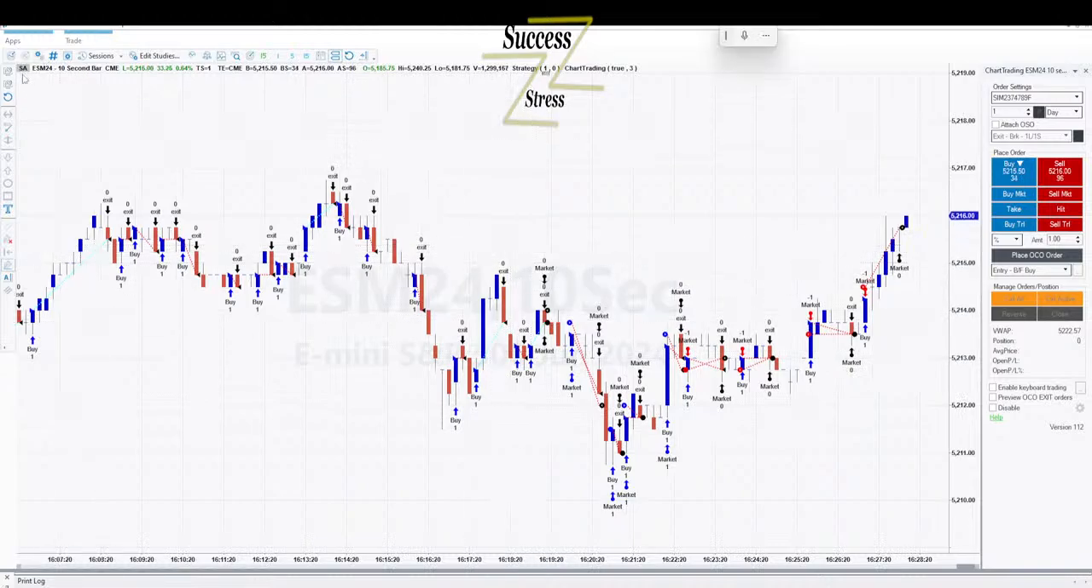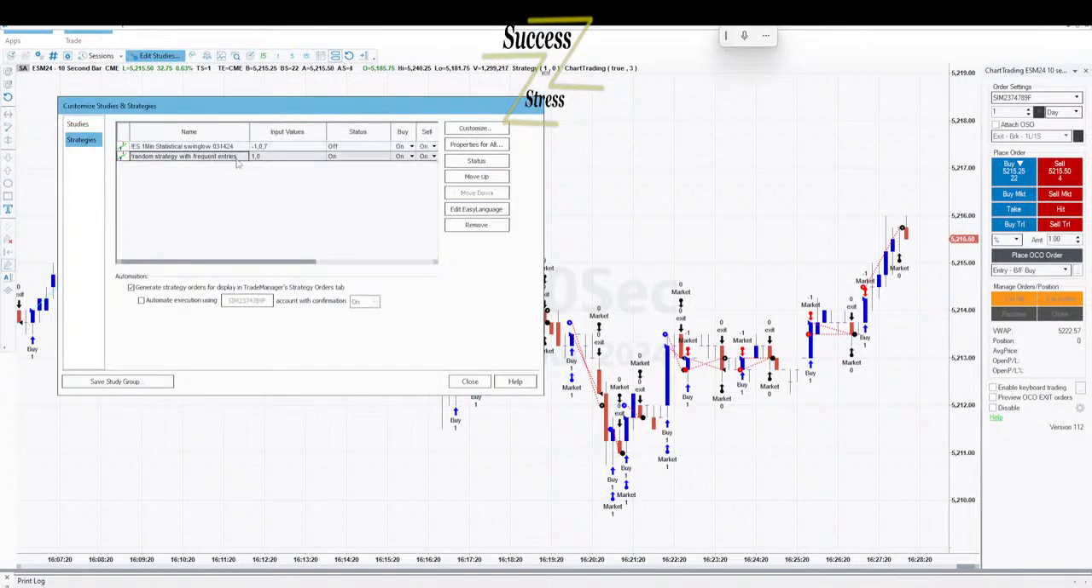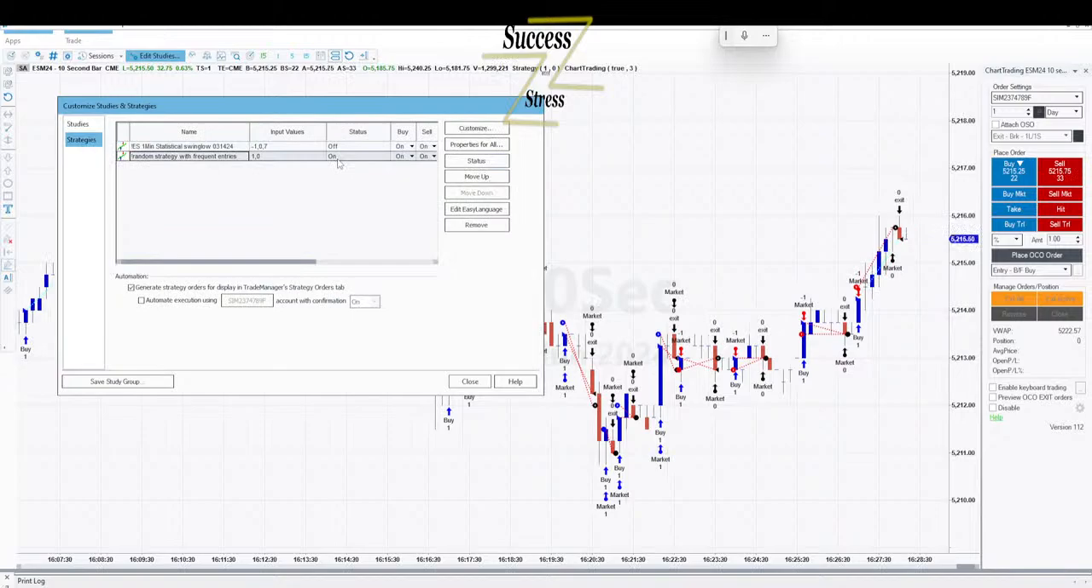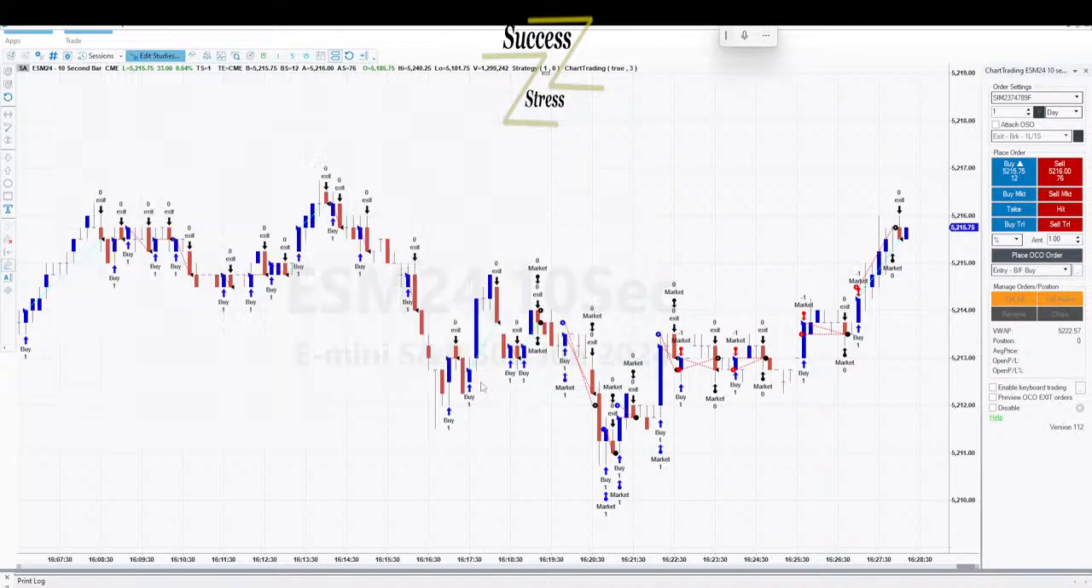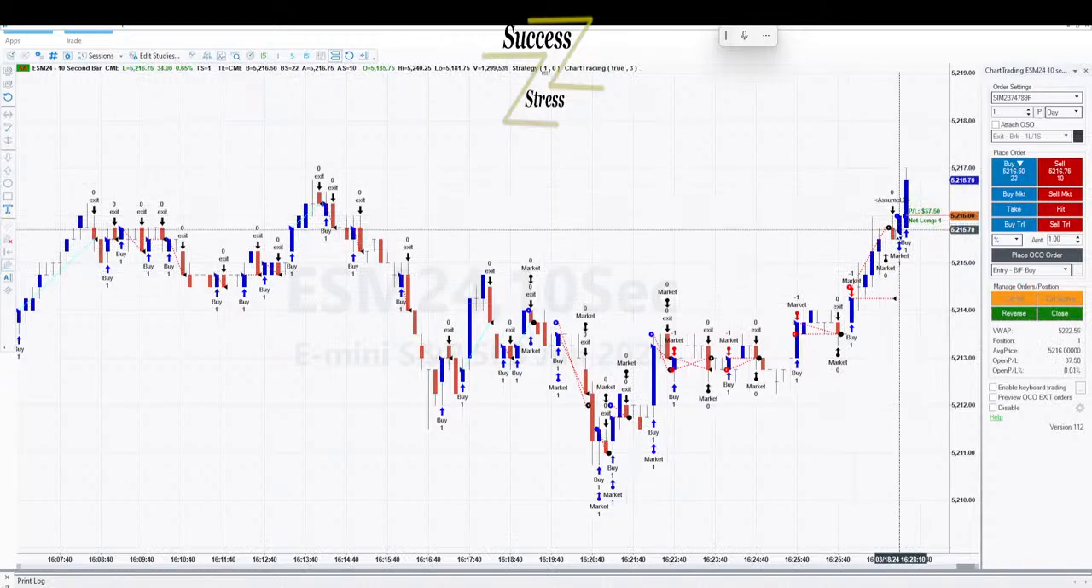I think we're disabled, right? So you can see here, I think this will be green and blue if we're enabled for automated strategy trading. So the strategy is on, but the automation is off. So now we're going to turn the automation on, no confirmations. Order filled. Okay, so now we're long.